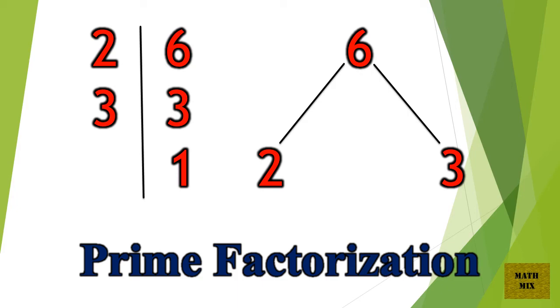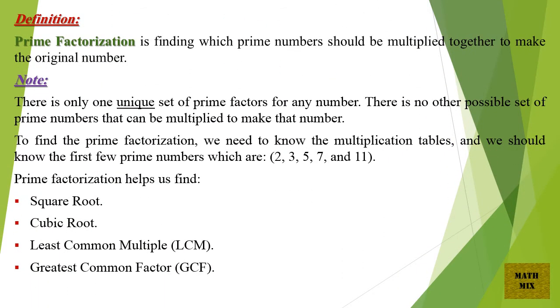Prime factorization. Definition. Prime factorization is finding which prime numbers should be multiplied together to make the original number. Note: there is only one unique set of prime factors for any number. There is no other possible set of prime numbers that can be multiplied to make that number.